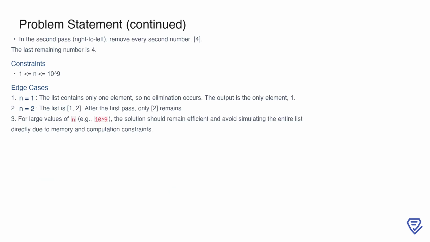Finally, let's consider some constraints and edge cases for this problem. The input n can range from 1 to 10 to the power of 9, which means the solution needs to be highly efficient. For example, when n is 1, the list contains a single element, so no elimination occurs, and the output is simply 1. When n is 2, the list is 1, 2. After the first pass, only 2 remains, which is the output.